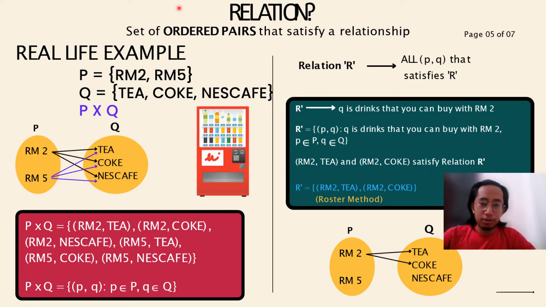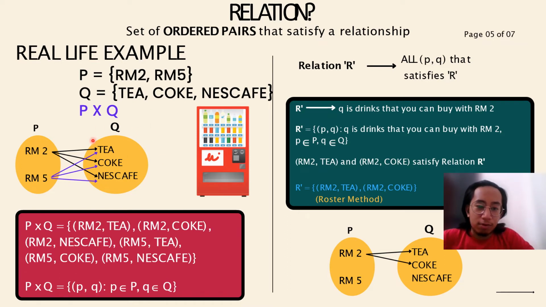So moving on to the real life example, we will use an example of buying drinks in a vending machine. Many of you may not know, but we do use relations in real life situations such as buying drinks in a vending machine. Same usage as the previous example.